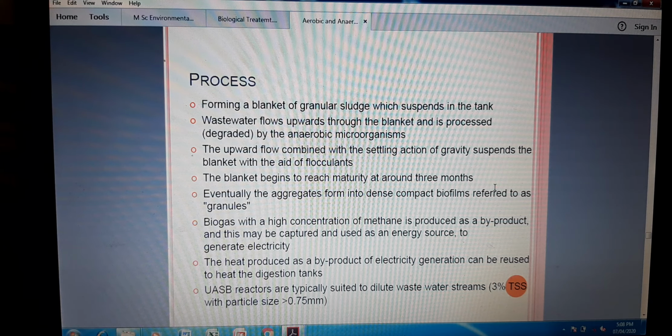These UASB reactors are typically suited to dilute wastewater streams, that is 3% of total suspended solids, with the particle size less than 0.75 millimeter. Understood?